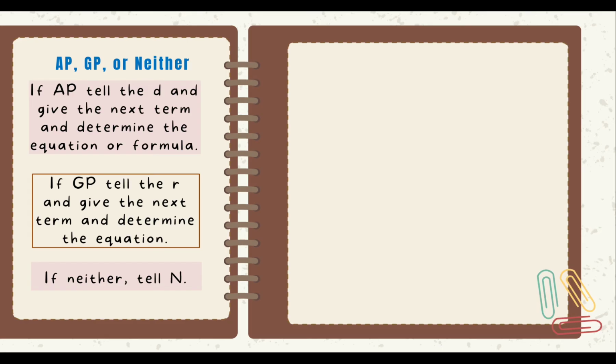Let's start with the first example. First exercise. We are given the sequence 5, 15, 45, 135. What will your answer be? And the answer is, it is a GP with a common ratio equivalent to 3.